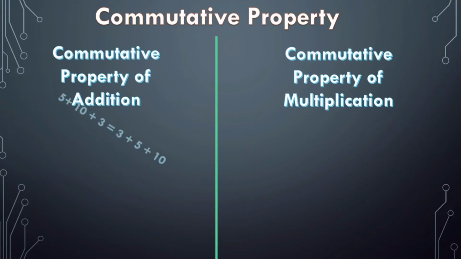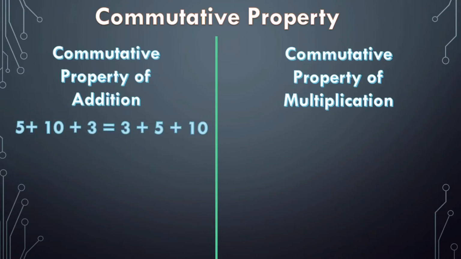Well, for addition, if you look at the left side of this equal sign, I have 5 plus 10 plus 3. Well, when I move to the other side, I have 3 plus 5 plus 10. Again, both sides' value is the same. They're just written in a different order.